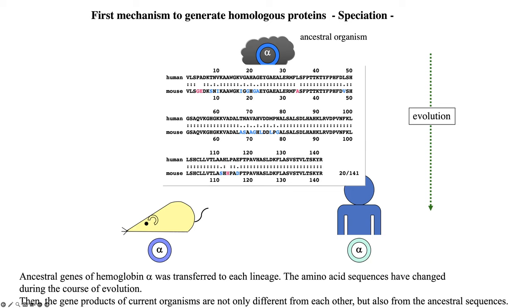This is a comparison of the human hemoglobin alpha and the mouse hemoglobin alpha. The colon indicates the identical part, and the dot indicates a site where the amino acid is substituted with one of similar physical-chemical character. And the blank indicates a site where the amino acid is substituted with one of totally different physical-chemical character. But anyway, human and mouse both belong to the mammals and they are close to each other. Therefore, their sequences are very similar. Of about 140 amino acid residues, only 20 residues are substituted.